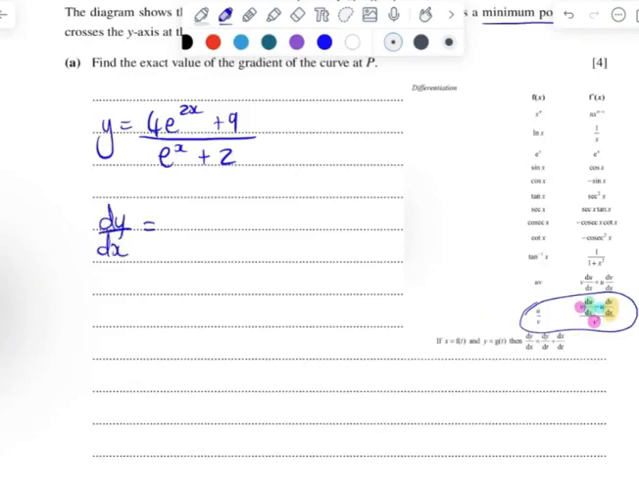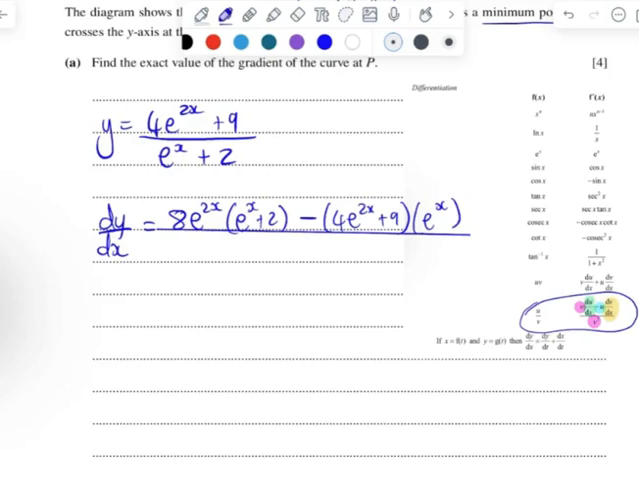So the way that I do this, a shortcut, is derive the top. So that is going to be 8e to the 2x, and leave the bottom, minus, then you're going to leave the top, and you're going to derive the bottom, so that's just e to the x, and then you are dividing by the bottom squared. Okay, so I didn't use a formula sheet when I did this. So I just puzzle piece it together, but it's exactly the same thing.